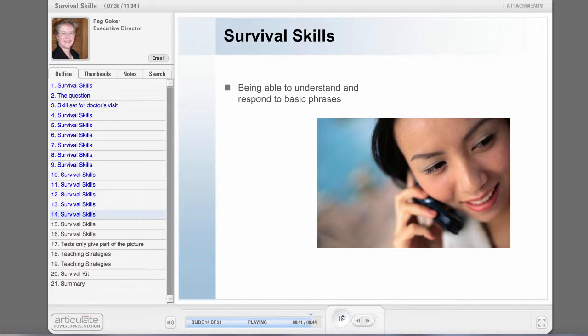Student's name. "I can't come to my lesson today. I'll see you next week."